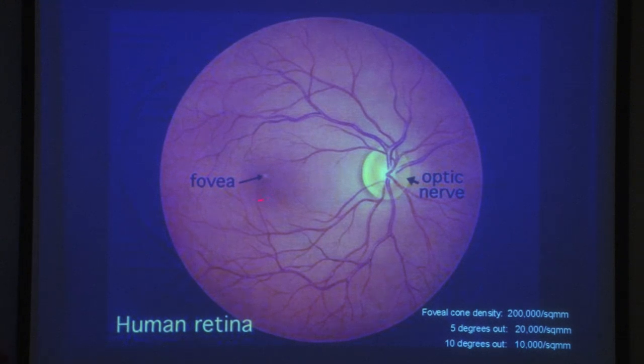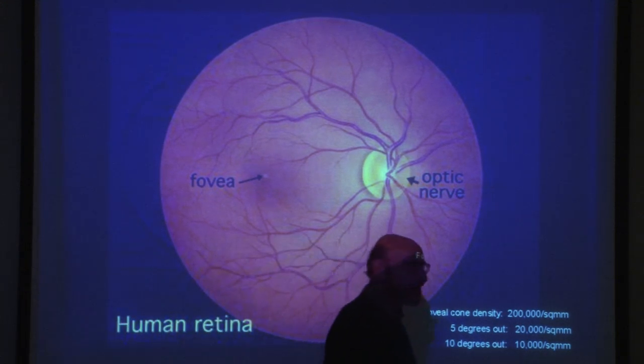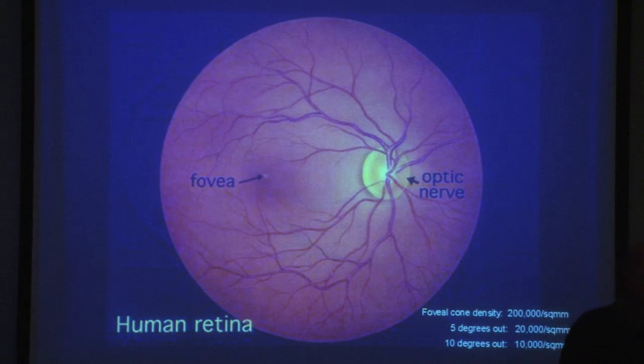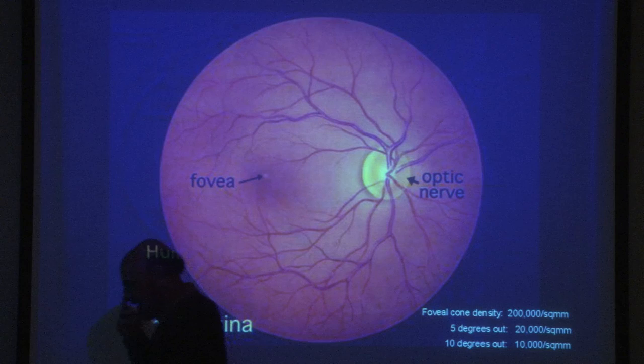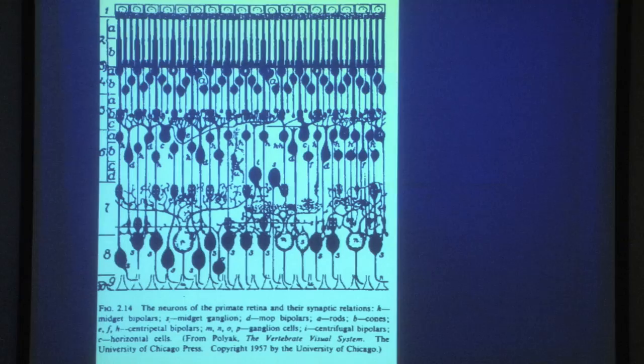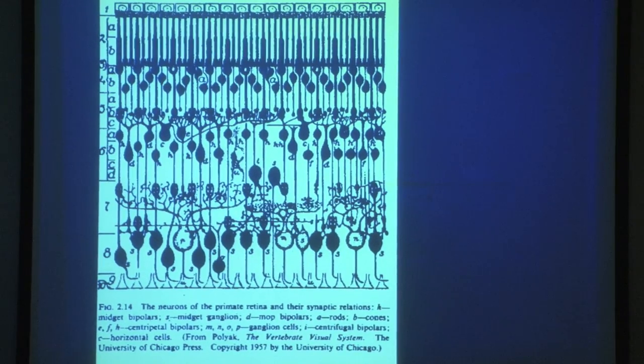So because of this very high density, I've mentioned this before, in the fovea, you have high acuity. And that is one of the prime reasons you have to move your eye around so that you can see things in fine detail. All right, so now let's take another step here and look at the retina itself.